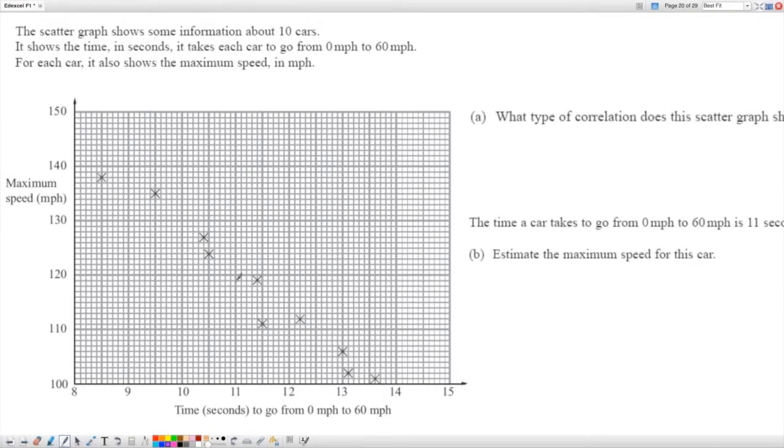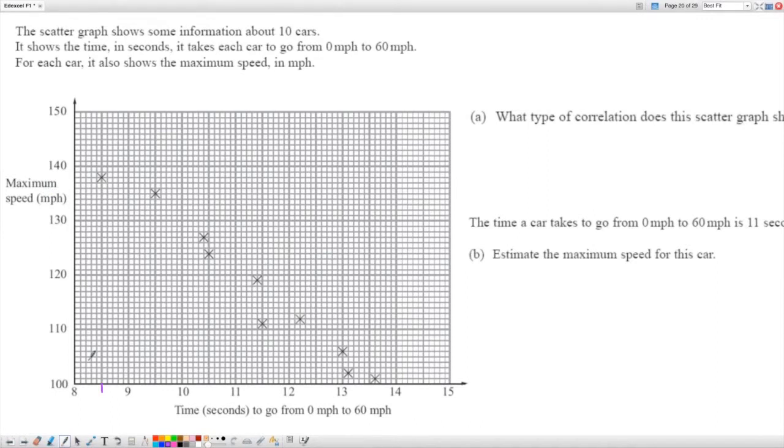So before we start looking at the questions, let's take a look at the scale here. We're going from 8 to 9, so we're going full seconds up here. So halfway will be 8.5 seconds. Up here, we're looking at our speed and we're going from 100 to 110. So each one of these squares is worth 1 mile per hour. It's always worth taking a look at the scale before starting a question.